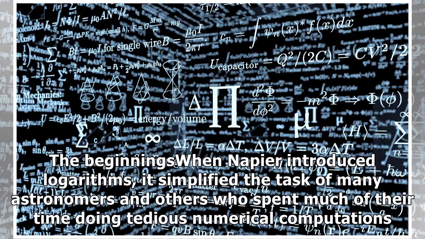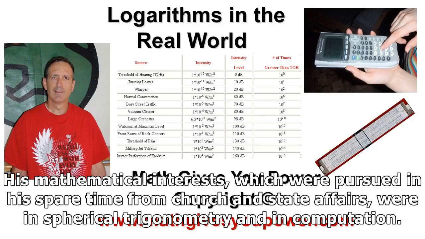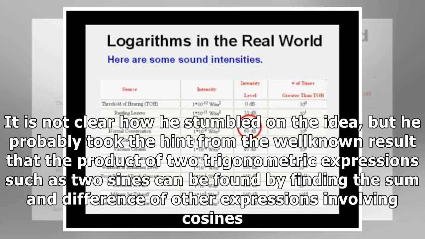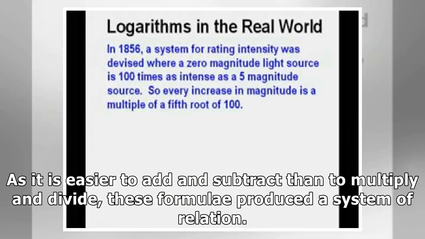The beginnings. When Napier introduced logarithms, it simplified the task of many astronomers and others who spent much of their time doing tedious numerical computations. His mathematical interests, which were pursued in his spare time from church and state affairs, were in spherical trigonometry and in computation. It is not clear how he stumbled on the idea, but he probably took the hint from the well-known result that the product of two trigonometric expressions such as two sines can be found by finding the sum and difference of other expressions involving cosines. As it is easier to add and subtract than to multiply and divide, these formulae produced a system of relation.